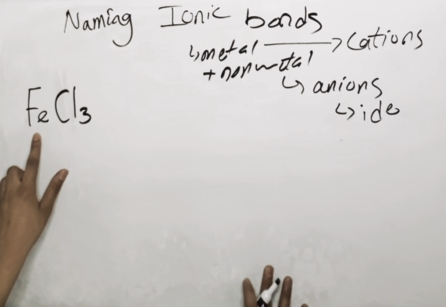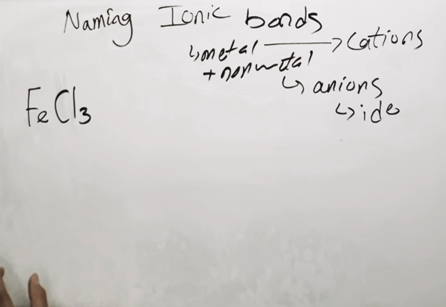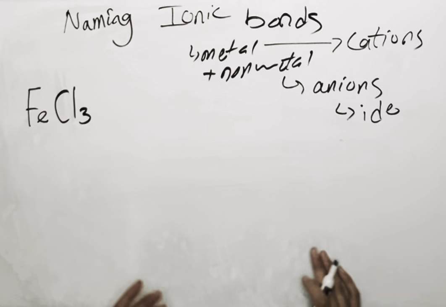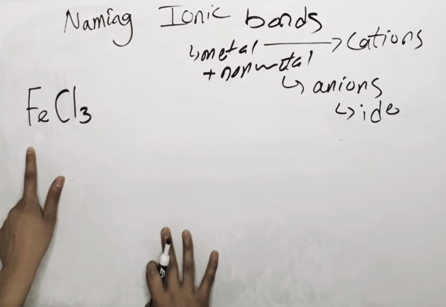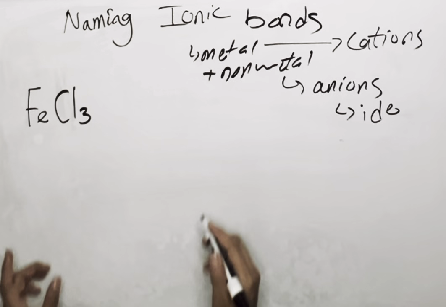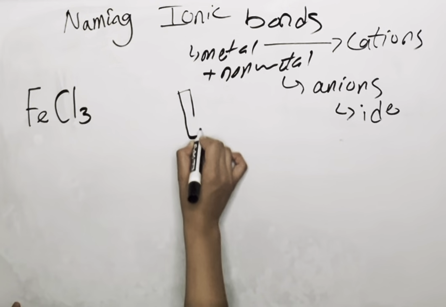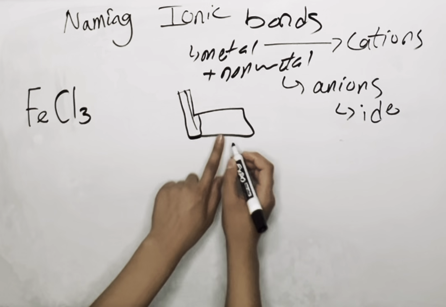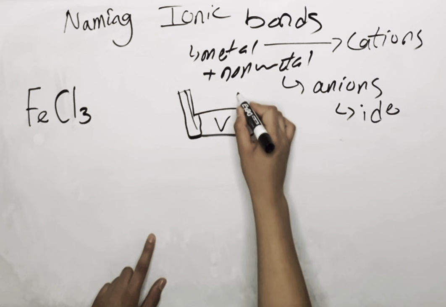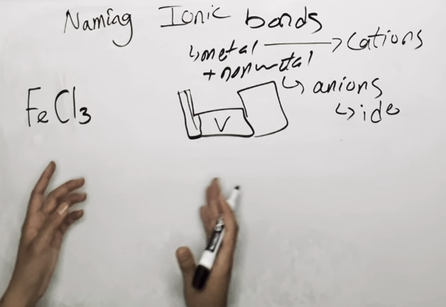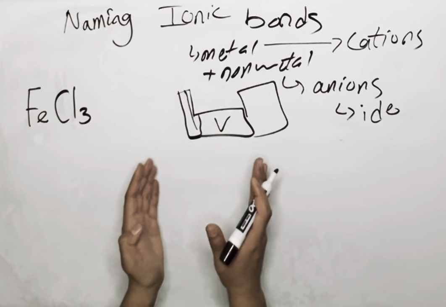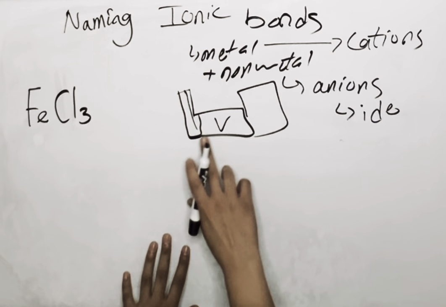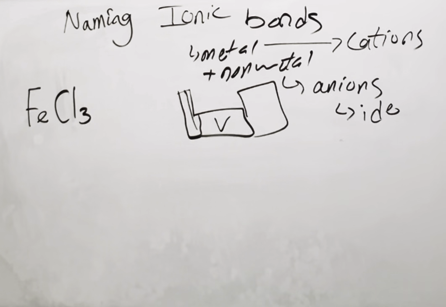For our next example, we have iron and chlorine. Now we have to figure out how to name this, because the first element that we have is not a metal, it's a transition metal. It's a metal that is located on this side of our periodic table, and we need to figure out how to name it. These are called transition metals because they are in between metals and nonmetals, and we have a lot of transition metals here.